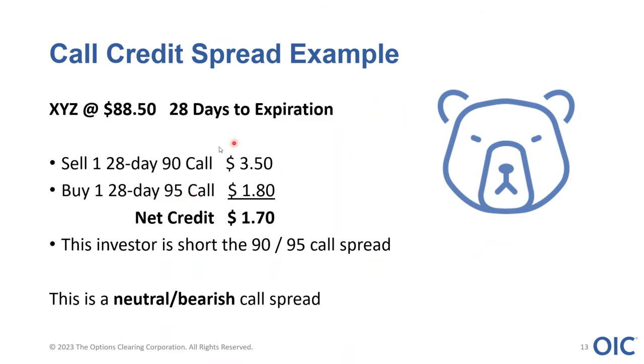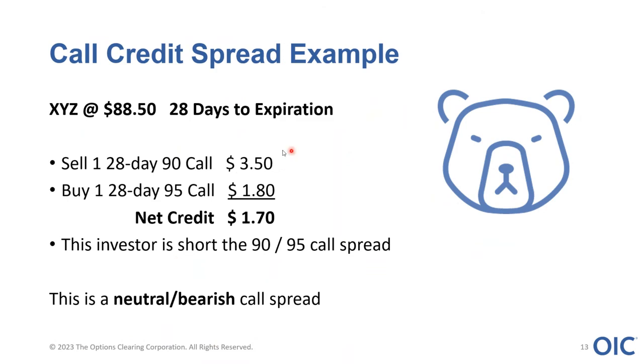These are your individual prices, $3.50 and $1.80. Again, if you were to execute both of these trades, selling the 28-day 90 call and buying the 28-day 95 call, write it down on a piece of paper, and slide it across the table to me, I'm going to look at it and say, great, you're short the 90-95 call spread. That's how we're going to talk about this in risk language. You're short the 90-95 call spread. This, again, is a neutral or bearish call spread, for the exact opposite reason that the 80-85 call spread we just talked about was a neutral or bullish call spread.